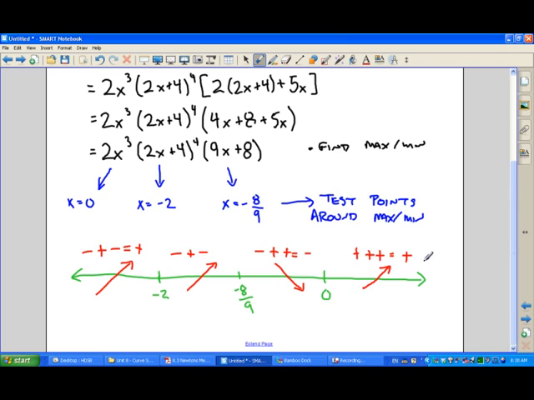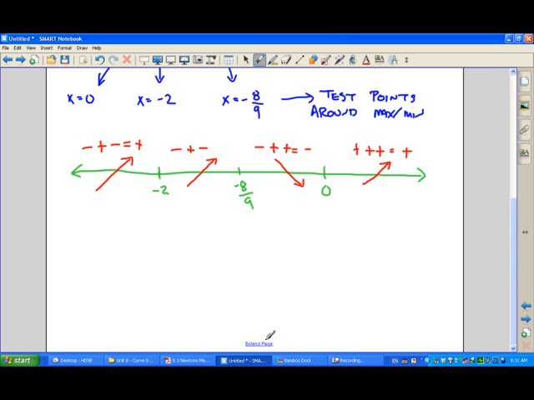So this derivative test tells me where my function is increasing. If I look at the number line that I've drawn, I can say that my function is increasing between -∞ and -8/9, as well, it's increasing from 0 to positive infinity.